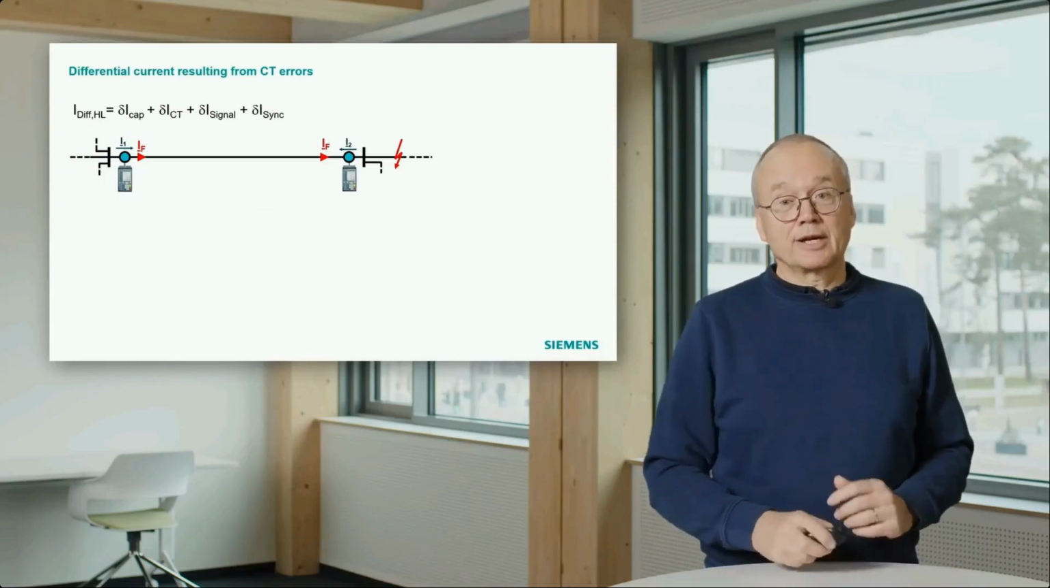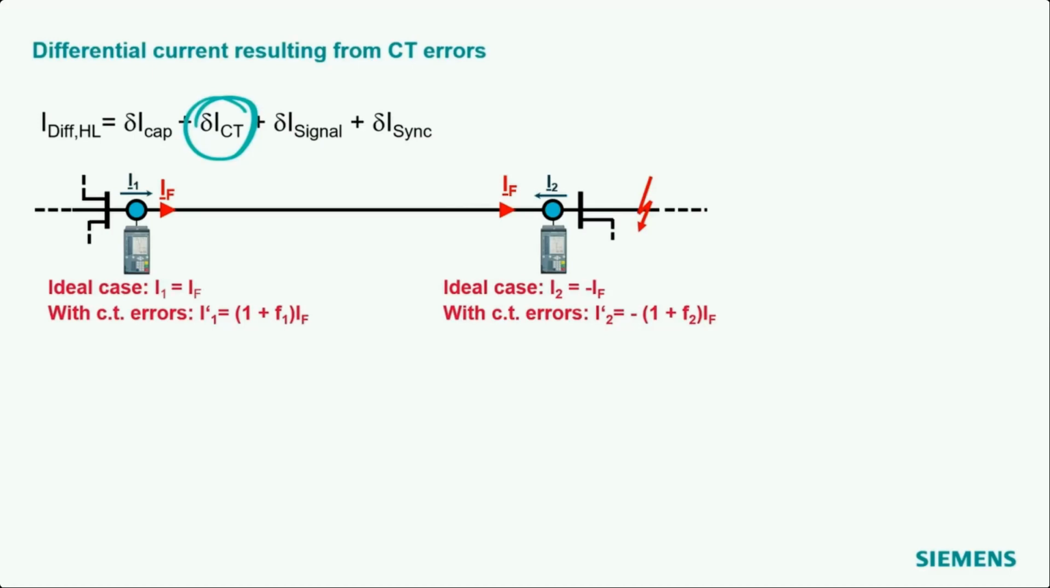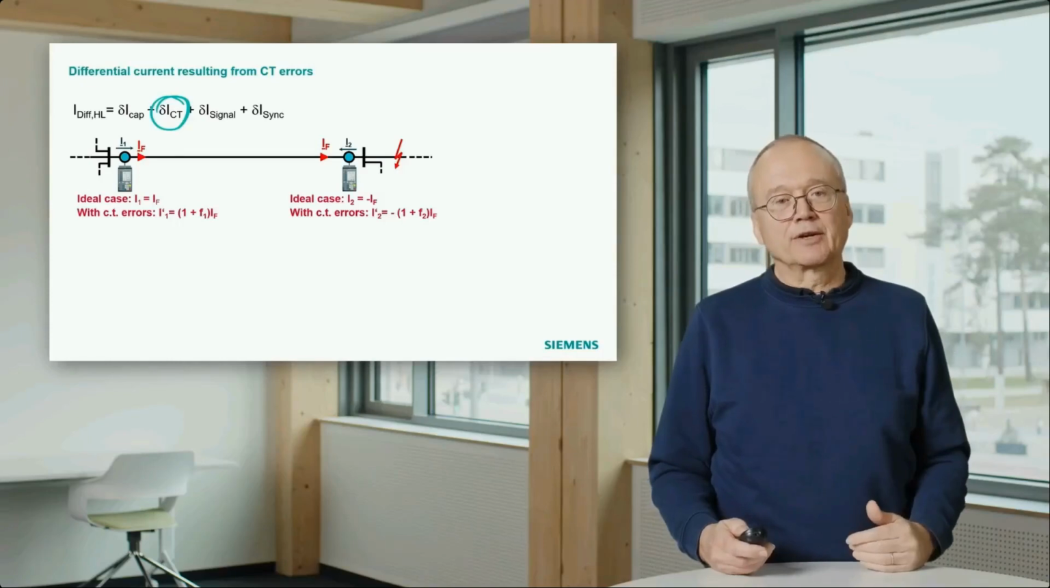Second thing is the current transformer errors. That means we are now talking about this part here in the equation. The current transformer errors are especially critical for external faults. In this situation, we have a fault on the next line and we expect our relay not to trip. We already discussed the ideal case: one side measures fault current coming in, the other side measures the fault current going out. With current transformer errors, we do not measure exactly the fault current.